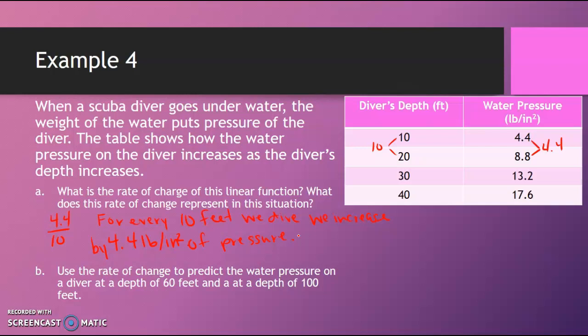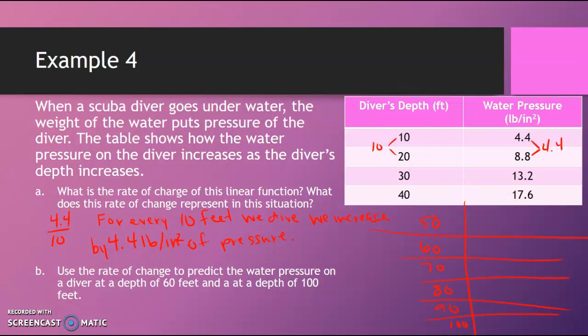Now, part B is asking us to use the rate of change to predict the water pressure on a diver at a depth of 60 feet and of 100. And so the best way to do this is just to continue our table. And I'm going to try to draw. So here's 40, so this one would be 50, 60, 70, 80, 90, and we're going to barely fit 100 in here. And of course my table lines are not the best, but it is what it is.